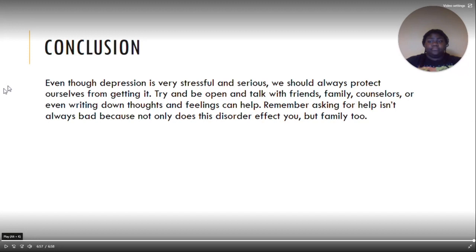She's got the conclusion and the quote. Even though depression is very stressful and serious, we should always protect ourselves from getting it. Try and be open and talk with friends, family, counselors, or even writing down thoughts and feelings can help. Remember, asking for help isn't always bad because not only does this disorder affect you, but family too.